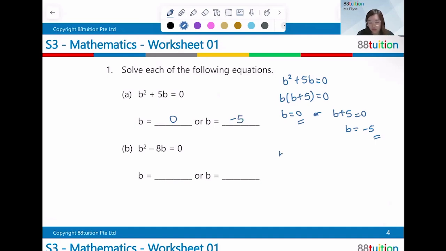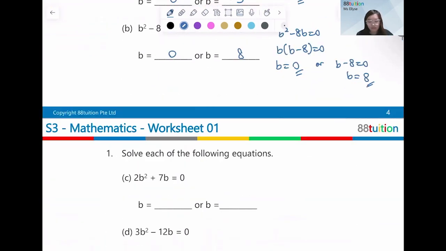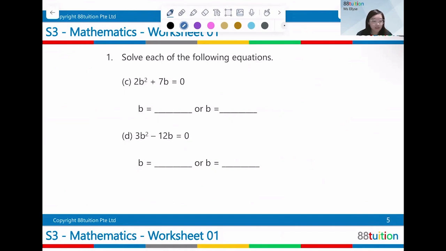Okay, so let's try again for the next question. Eventually, both of them also have b. So we just take out the b, which will become b equals 0 or b minus 8 equals 0. Then eventually, b will just be equal to 8. So both of them are going to be the answers.